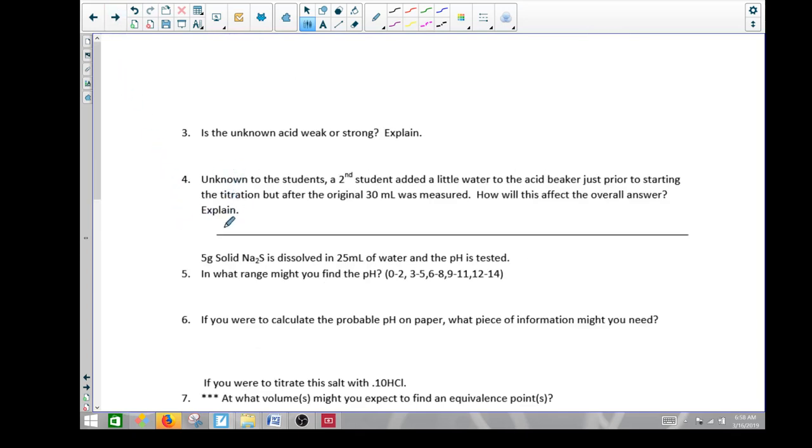Source of error unknown to the students. A second student added a little water to the acid just prior to starting the titration, but after the original 30 milliliters was measured.